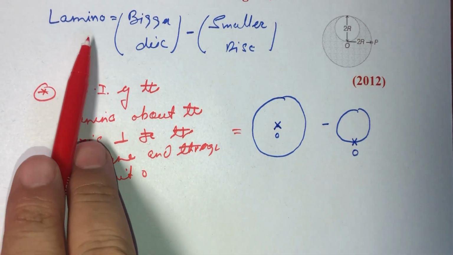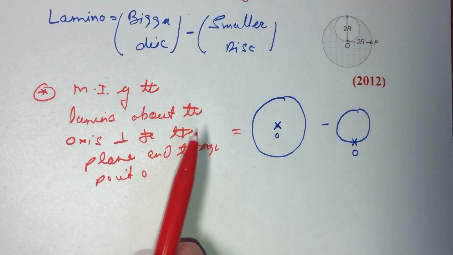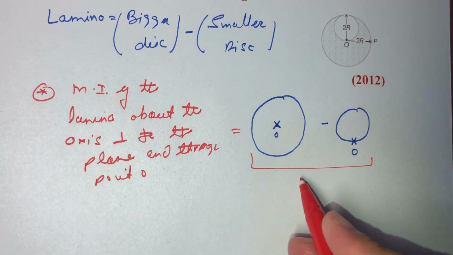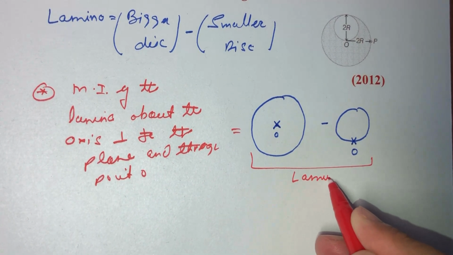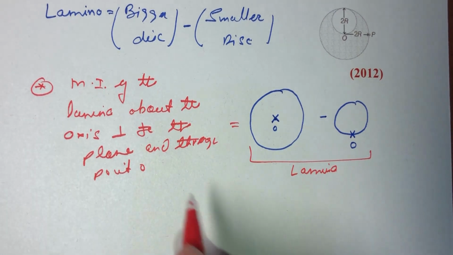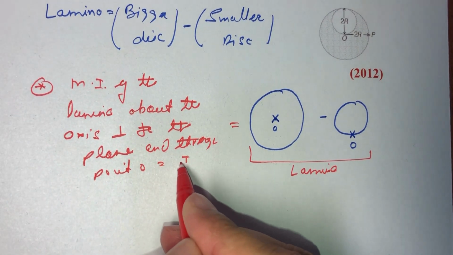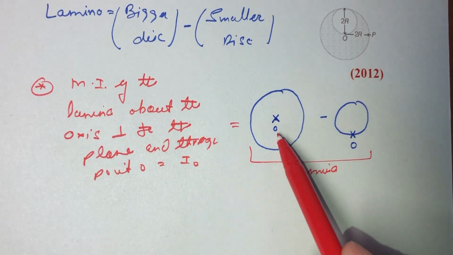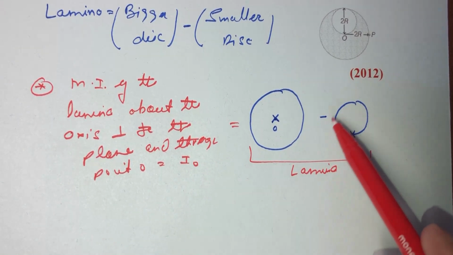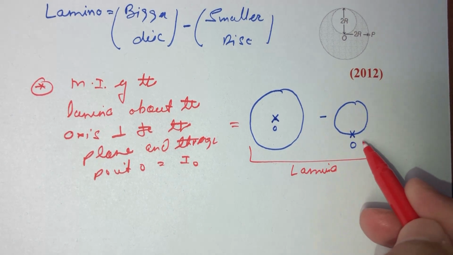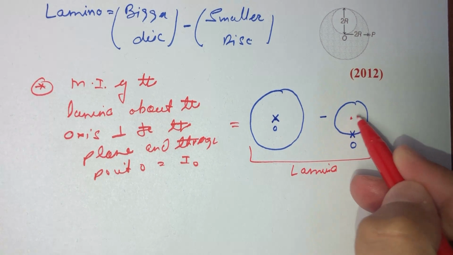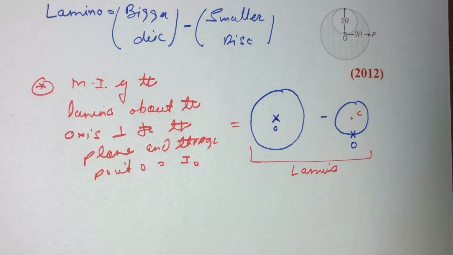Okay, so we already know that lamina is bigger disk minus smaller disk, so this will be giving us the lamina, and this is our IO. So IO is the moment of inertia of the bigger disk about point O minus the moment of inertia of the smaller disk with respect to point O. And let us suppose this is the center of the smaller disk, which is given as C.